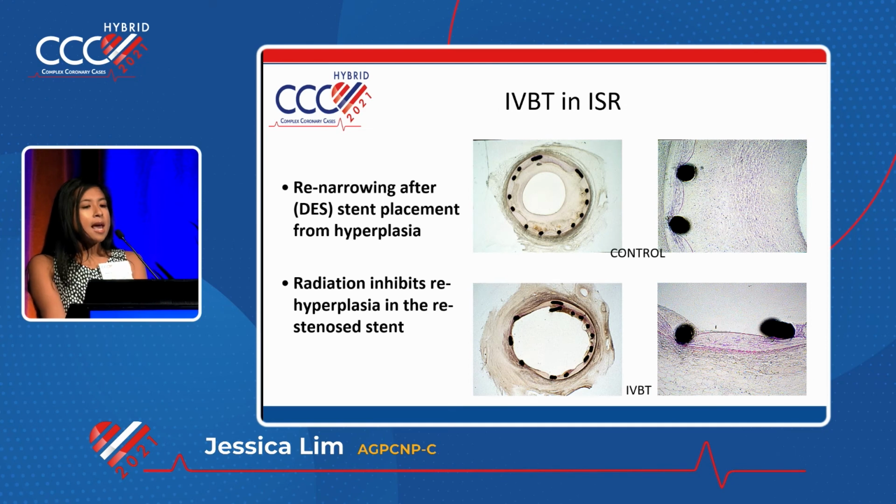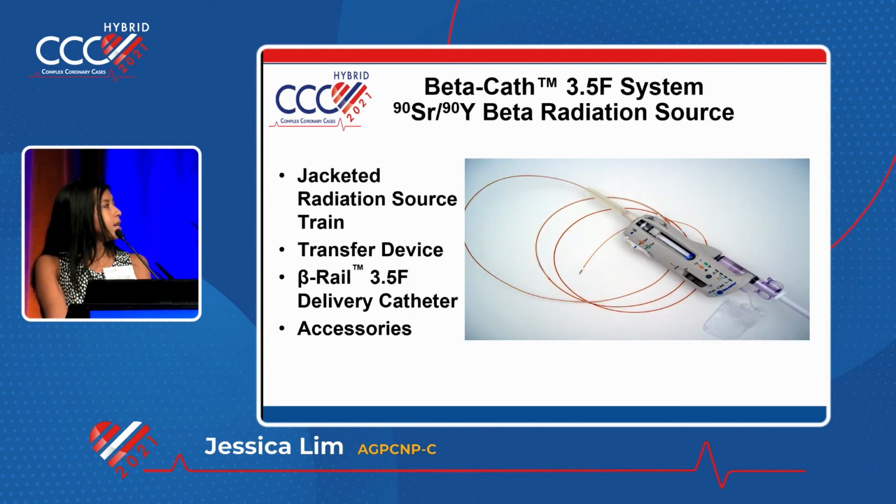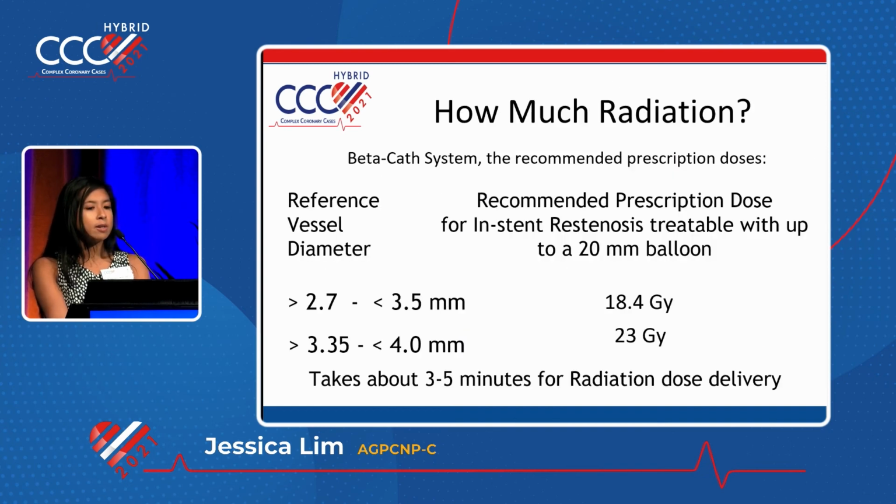And as we remember, there's re-narrowing after DES stent placement from the hyperplasia. So what the IVBT does is that the radiation inhibits the hyperplasia in the restenosed stent. This is the device that we use here at Mount Sinai. So basically we'll go in and then we call the radiation oncology team.